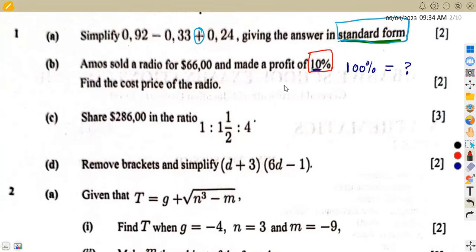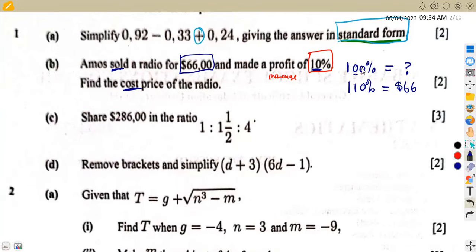A profit, meaning to say, that's an increase that we are talking about. So we are going to add 10% to 100%. So if we add 10% to 100%, this is going to give us 110%, which is equivalent to the cost now that we are given, that when you sold this radio, it was for $66. So the 110% corresponds to $66. So what is the cost price, which is the price that was at 100% before you sold this radio?